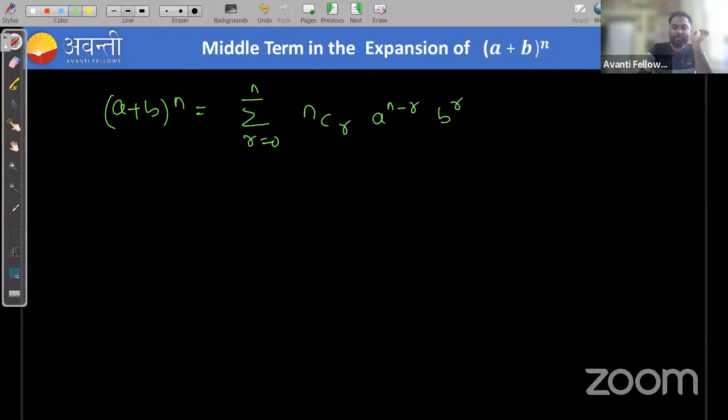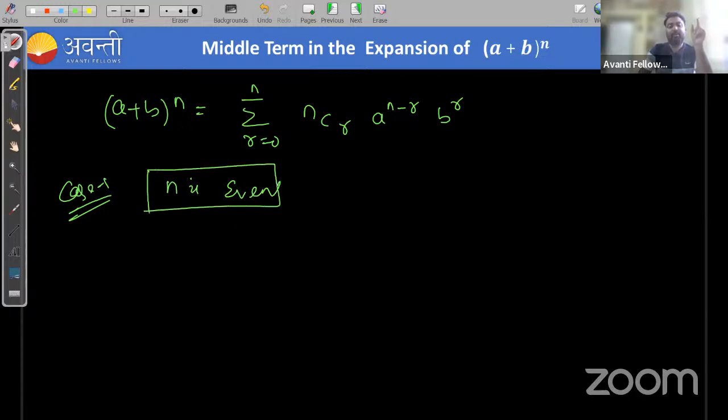Suppose in this expansion, if you take a very simple example, suppose I'm taking case 1. There are two cases. Suppose n is even. I'm taking the first case, that is when n is even. If n is even, how can we find the middle term of an expansion? Suppose we are taking the expansion of a plus b to the power 4.